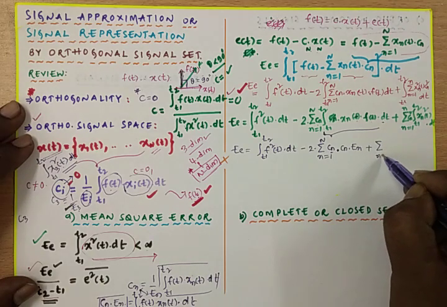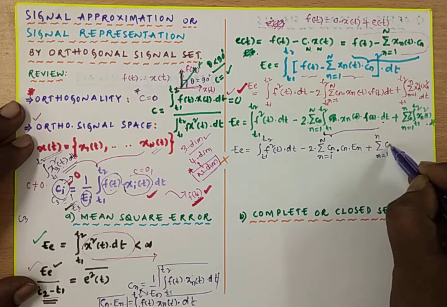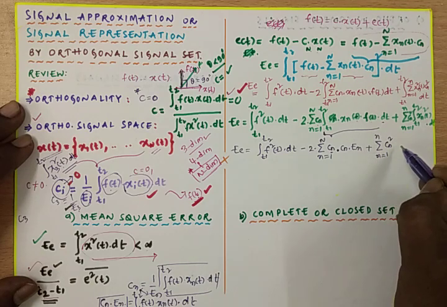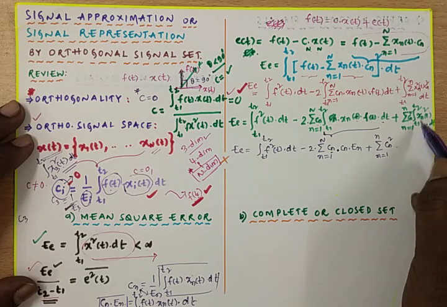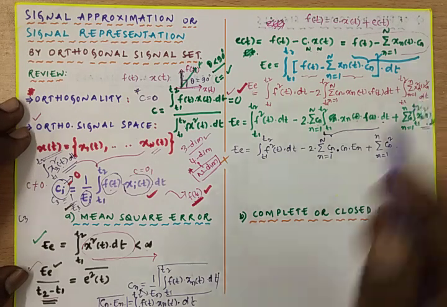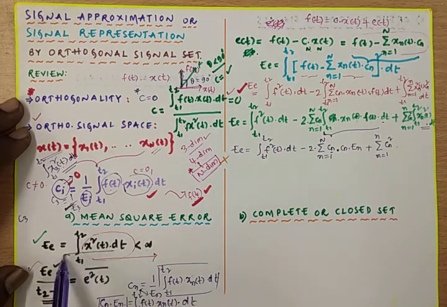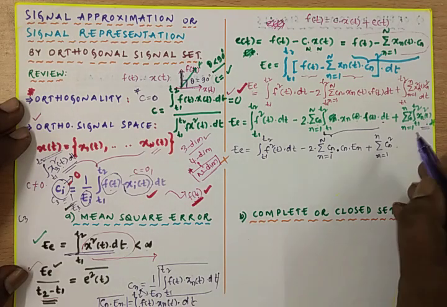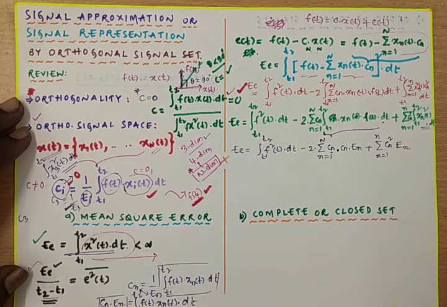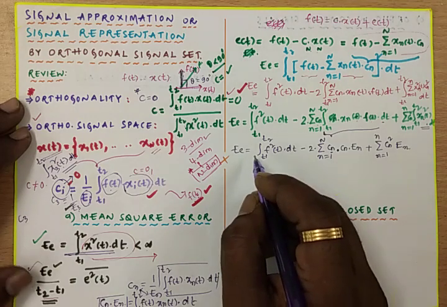then this is as it is, sigma n equals 1 to N, Cn square, and this is nothing but the integral T1 to T2 of xn square of t, which is the energy of a signal only, the integral T1 to T2 of x square of t dt. Here xn is there, so that energy of the signal is nothing but En. So now we are going with the differentiation and integration.